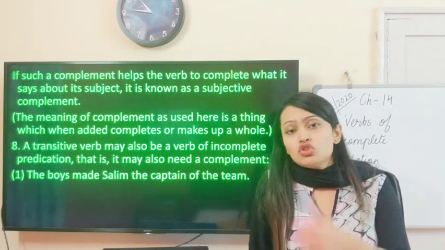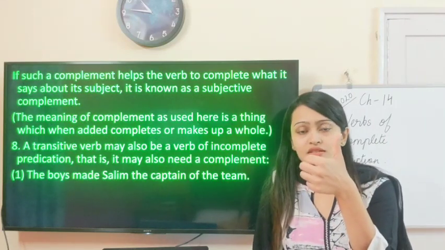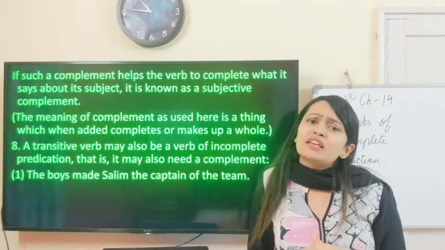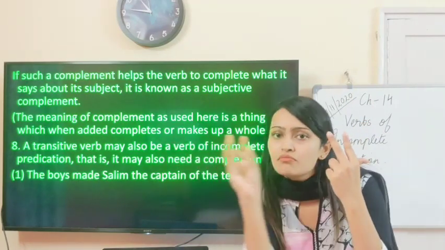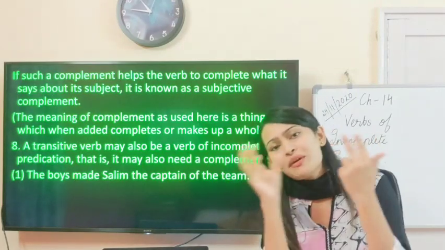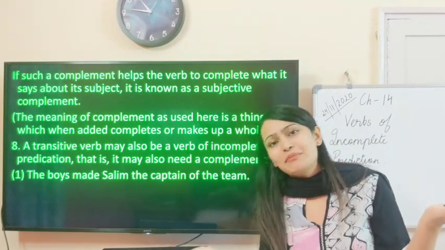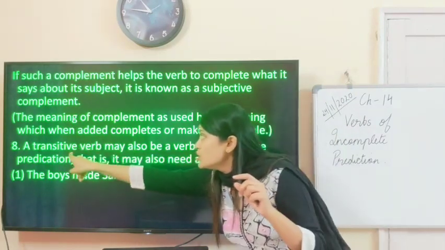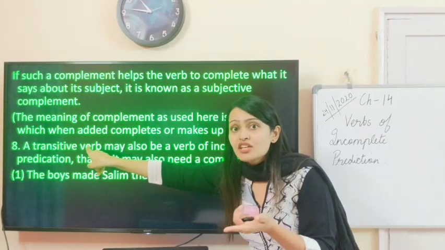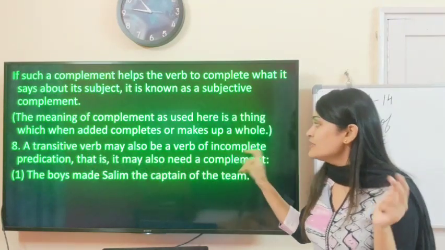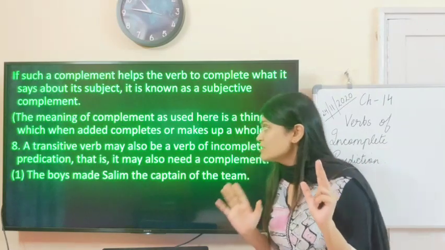Okay, sometimes you have a subject in a sentence. You have a verb. You have an object. Still it is not making sense. You require the help of some words. What are these words, children? Complement. And when you add these words, it is making complete sense. So that kind of transitive verb. What is a transitive verb? Having an object. Still not making sense. Needs the help of a complement.